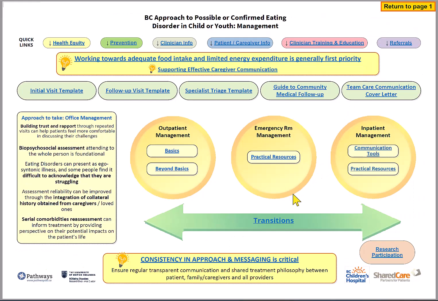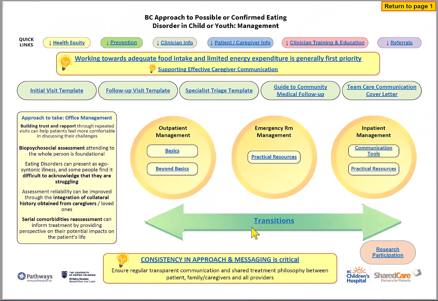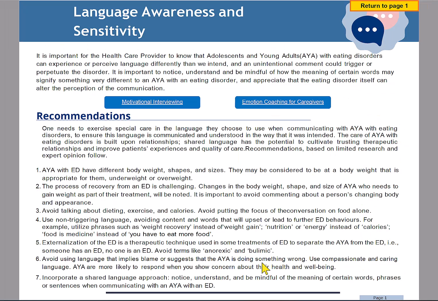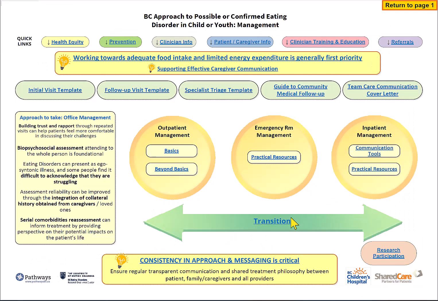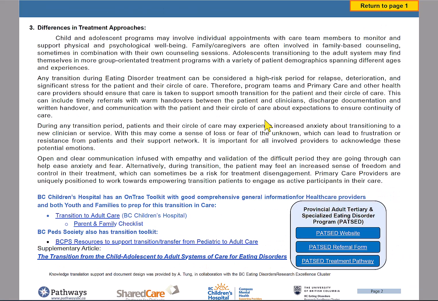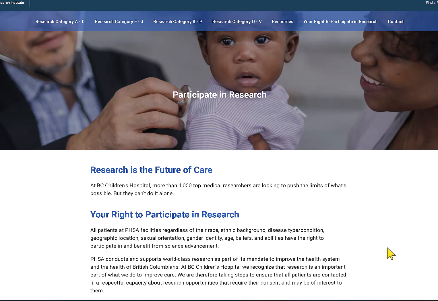There's also some higher level information on the approach to take for office management of a patient with eating disorders, and links to consistency, language, and sensitivity that we've touched on before, as well as information on transitions of a patient from child and youth to adult, including the Specialized Eating Disorder Program referral forms and website. Finally, there's information on how you can participate in research for child and youth eating disorders.